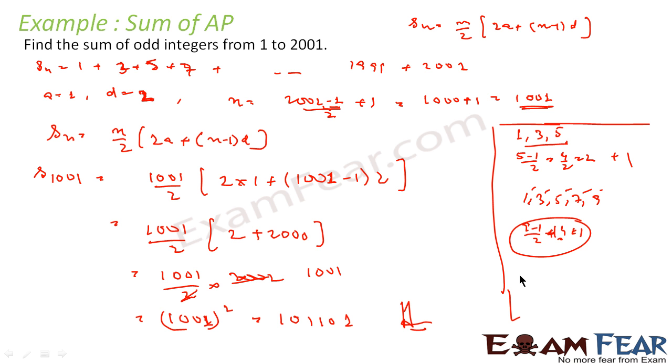Also, we can say 2001 is the nth term, that is equal to a plus n minus 1 into d. So 2001 is equal to 1 plus n minus 1 into 2. So n is nothing but 2000 by 2 plus 1. So we can also find n like this, because we know the last term is a plus n minus 1 into d. We know a, we know d, so we can find the value of n, and the value comes out to be the same. So we can use either approach to find the value of n.